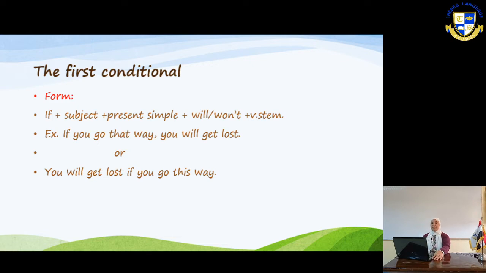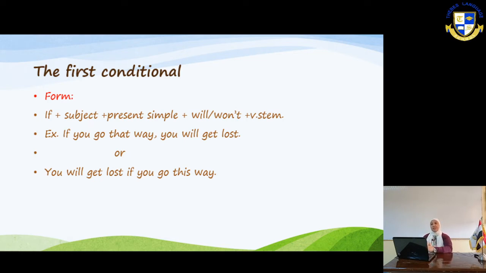Here you can see the first conditional and the form. What is this? If plus subject plus present simple, and will plus verb stem. So two different tenses, present and future simple. Present simple and future simple in one sentence. Okay, so let's have an example.